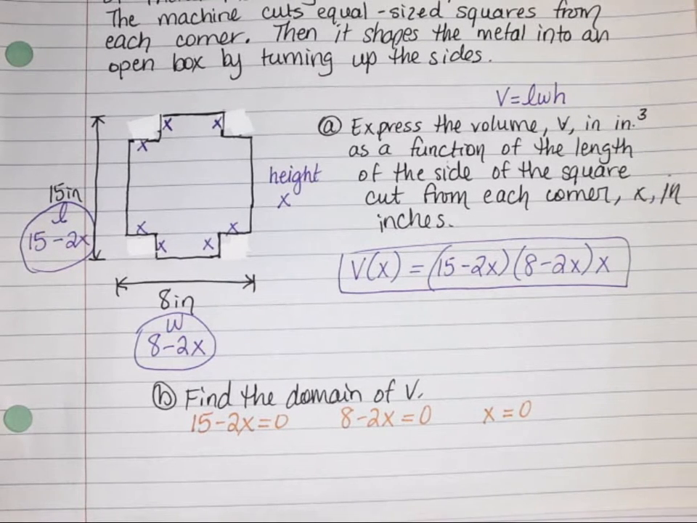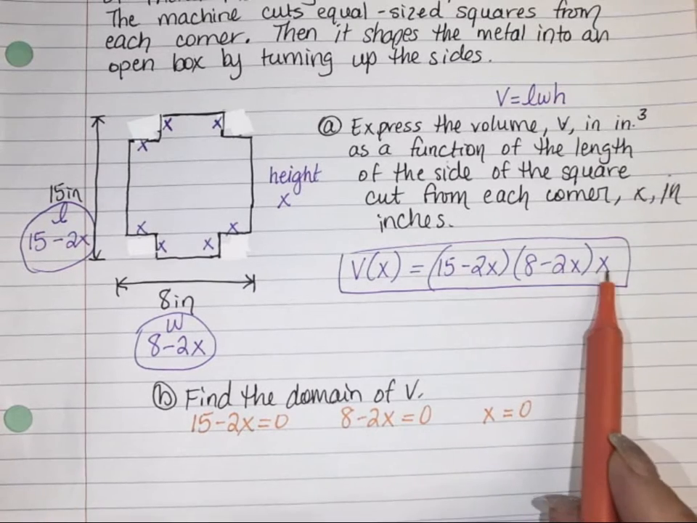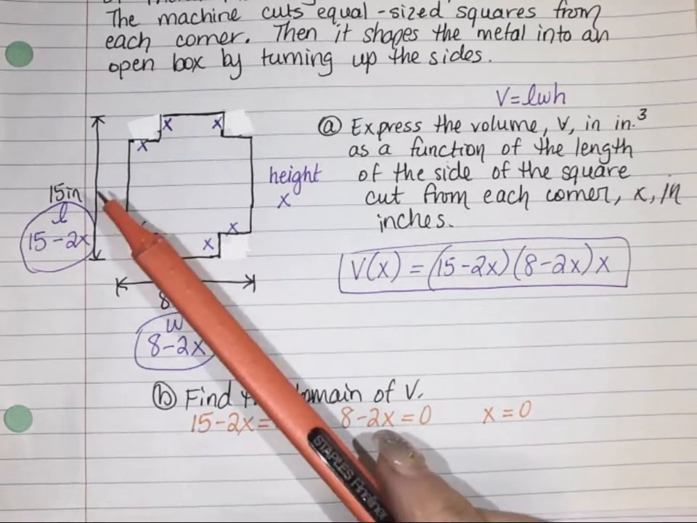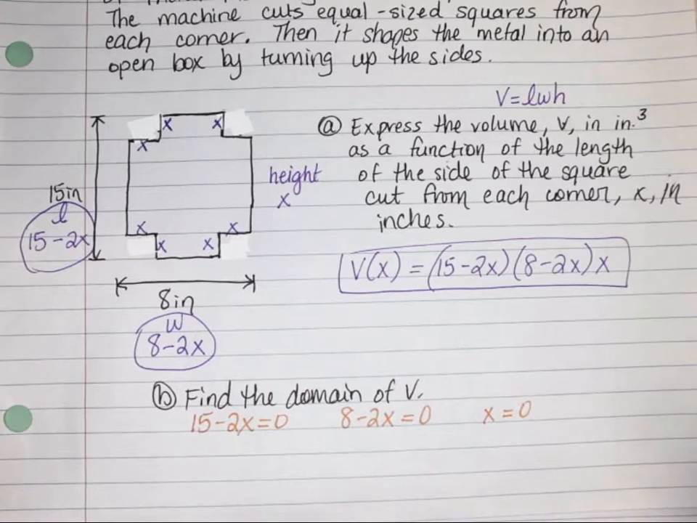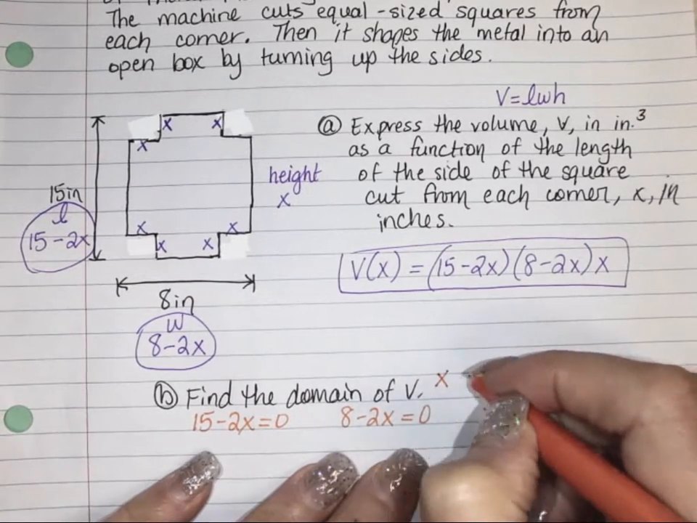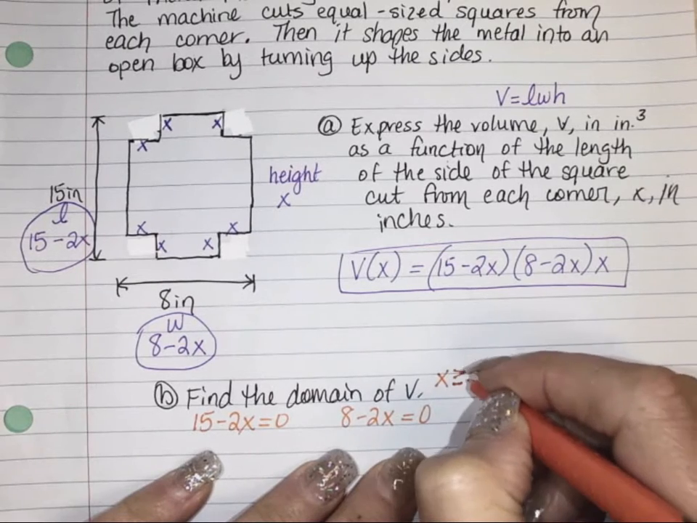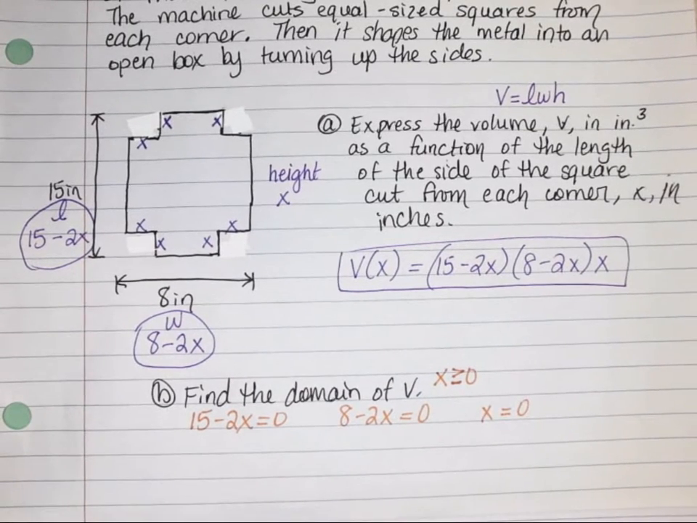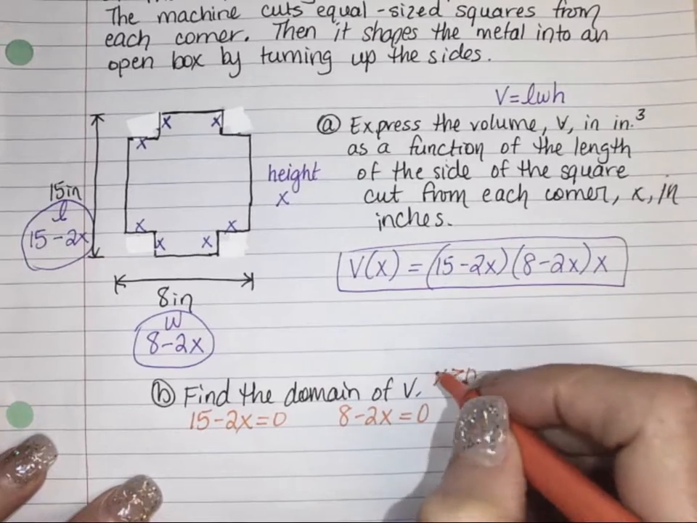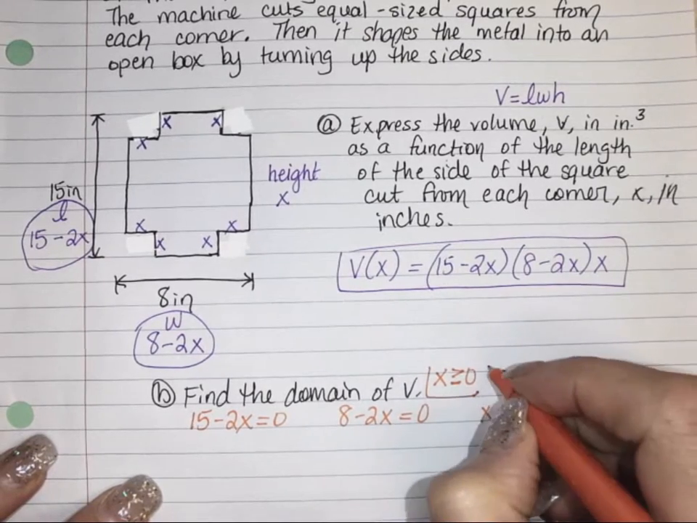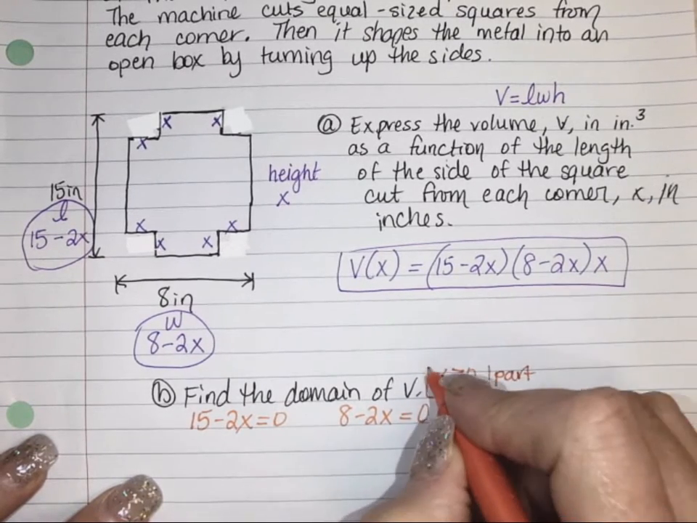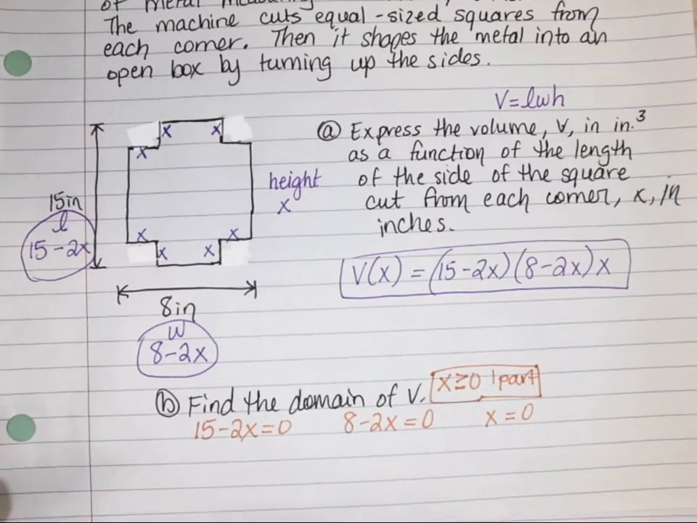You know that if your volume is 0, well, of course, you don't even have a box. You would have a two-dimensional figure. So we definitely know that for volume, it's got to be greater than 0. So x is greater than 0 is one part. That's one part of my domain. I will need that in a minute.